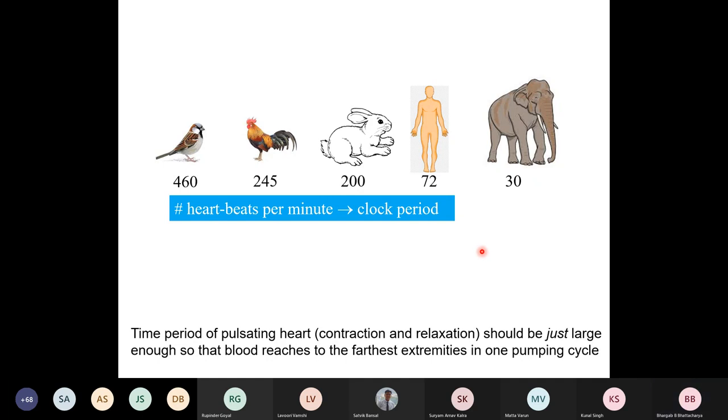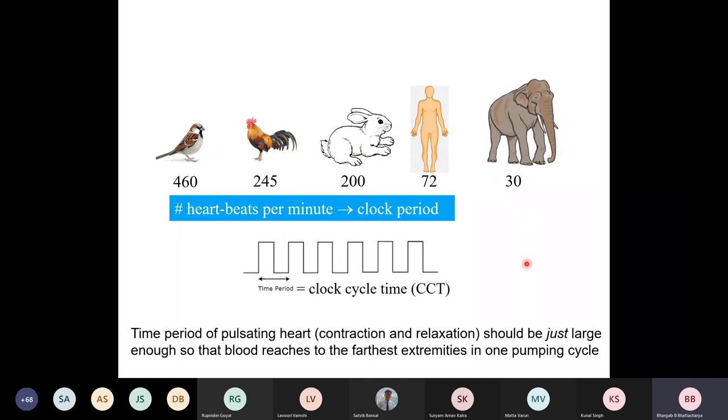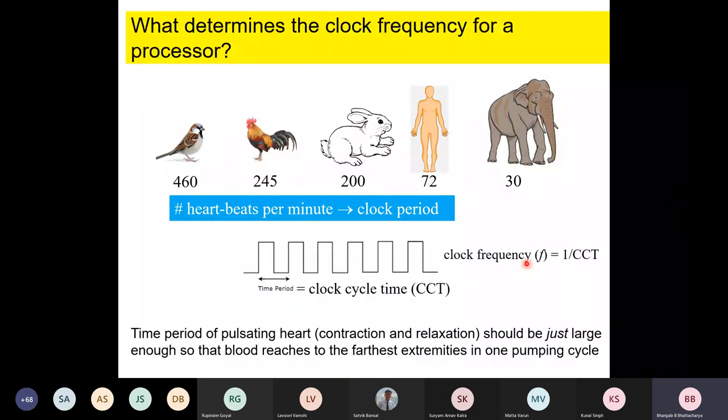Are you with me? This is one of the reasons; in a biological system there are many other factors. But I am giving you this analogy just to understand that. So this is the time period, as you can see, and it should be large enough so that the blood gets enough time to reach the extremities in one clock cycle. And in the return path, it will start moving back towards the heart. The time period is nothing but the clock cycle time, and the clock frequency, or the heartbeat, is the reciprocal of that.